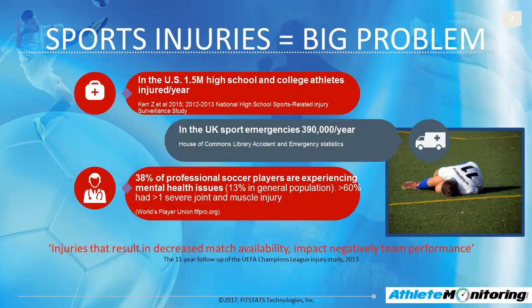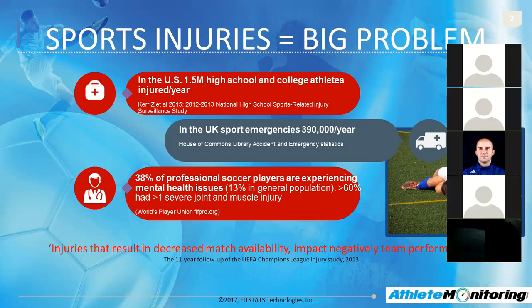So we'll start first with sports injuries. Sports injuries are a big problem. They are everywhere, as you know. I put some statistics on the screen, but in the US, for example, among high school and college athletes, basically 14 to 19 years old, there are 1.5 million of those kids getting injured during sports activities. In the UK, there are about 400,000 sports emergencies per year.